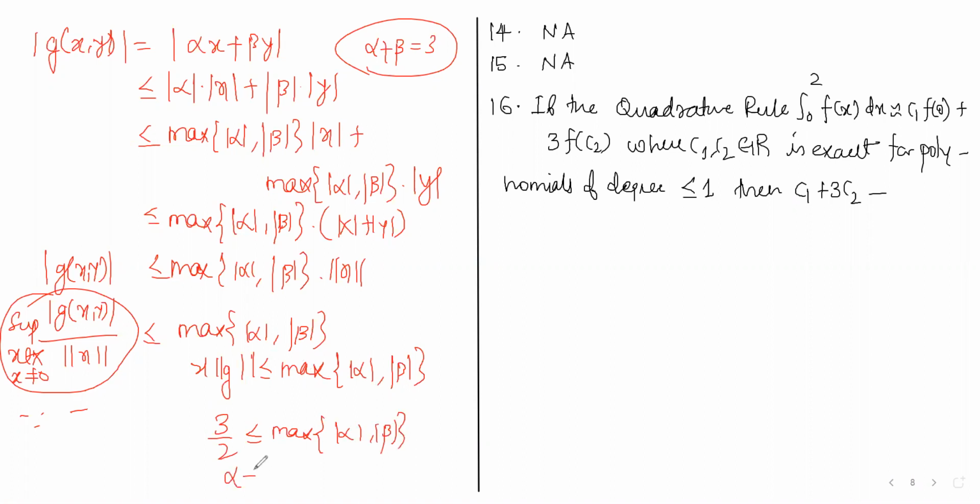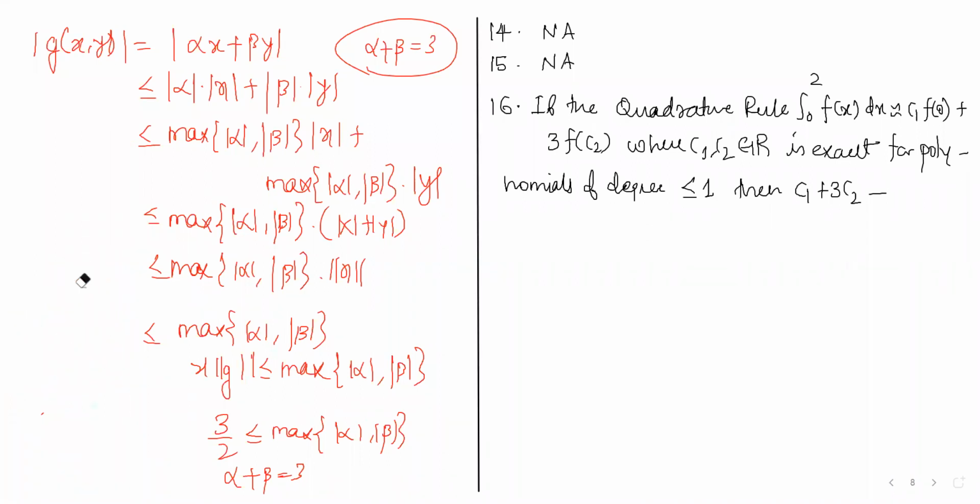And now alpha plus beta is 3. So from this, we need to find out what is my alpha and beta. For this purpose, we can apply simple logic and say, what if mod alpha is 3 by 2? Then mod beta has to be less than or equal to 3 by 2. But because maximum is greater than or equal to 3 by 2, I'm taking the equality constraint. So if my alpha is 3 by 2, then beta has to be less than 3 by 2. But if beta is less than 3 by 2, this equality will not be satisfied.